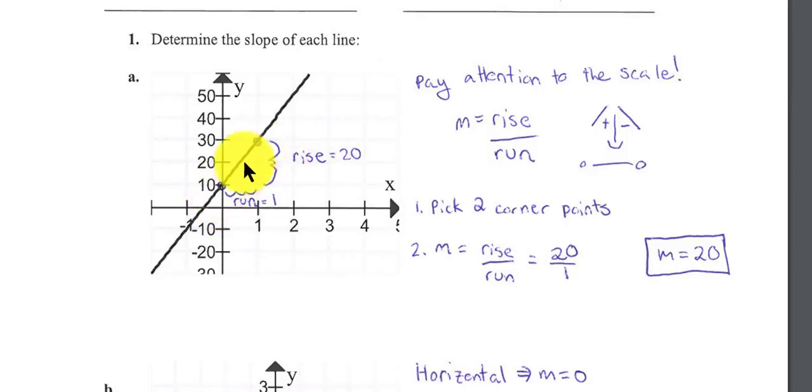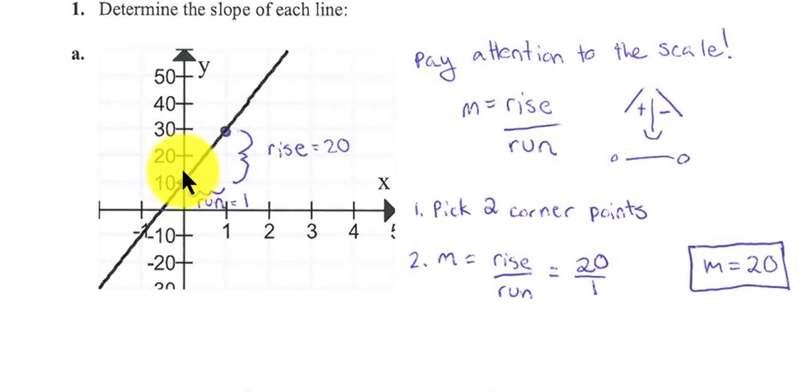If I pick 2 points on the line that end up in the corner of one of these boxes, you can see that we rise 10, 20 units, and we run 1 unit, right? From left to right, we go 1 unit, but from top to bottom or bottom to top, we rise 10, 20 units over 1 unit. So the slope would be 20 over 1.